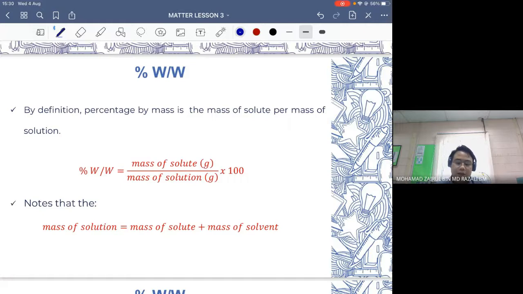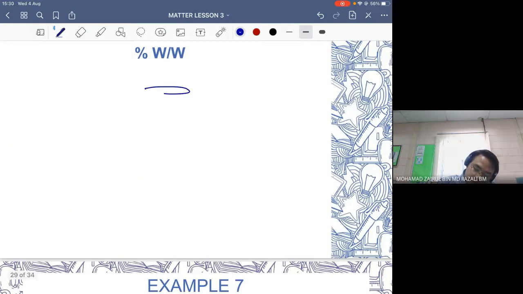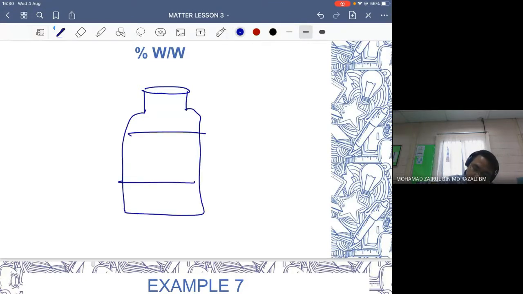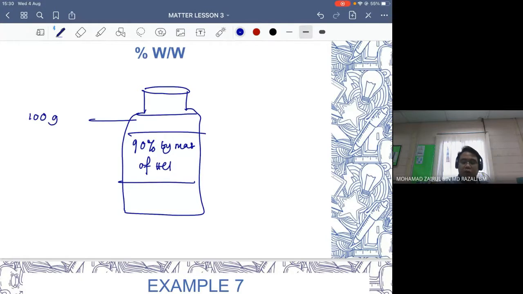Okay, so for example kalau satu botol chemical, so dia tulis 90% by mass of HCl. So let's say the volume of the solution in the bottle ataupun mass dia adalah 100 gram. So kalau mass solution 100 gram and the solution contain 90% mass of HCl. Okay, berapa mass HCl dalam ni? Berapa mass HCl, berapa mass water?